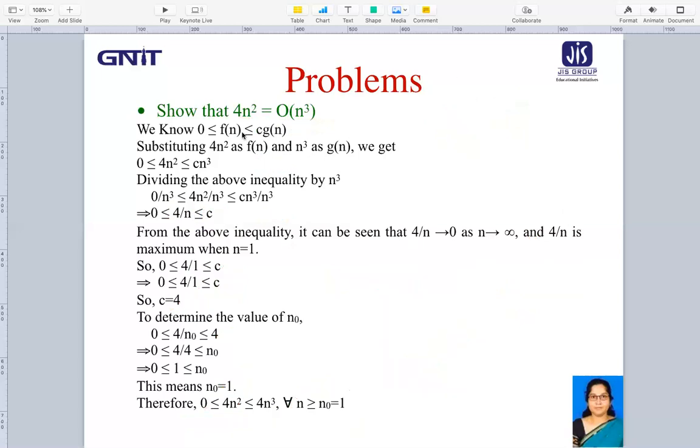So the first step is to write the actual inequality given, replacing the values of Fn and Gn in the inequality. Then we have to find out the value of C, so we have to keep it as an individual element. So accordingly, we have to divide it by the appropriate term. And then we have to see what will be the maximum value of C so that this inequality always holds. And after we find out the value of C, we replace that in the inequality and find out the value of N0.